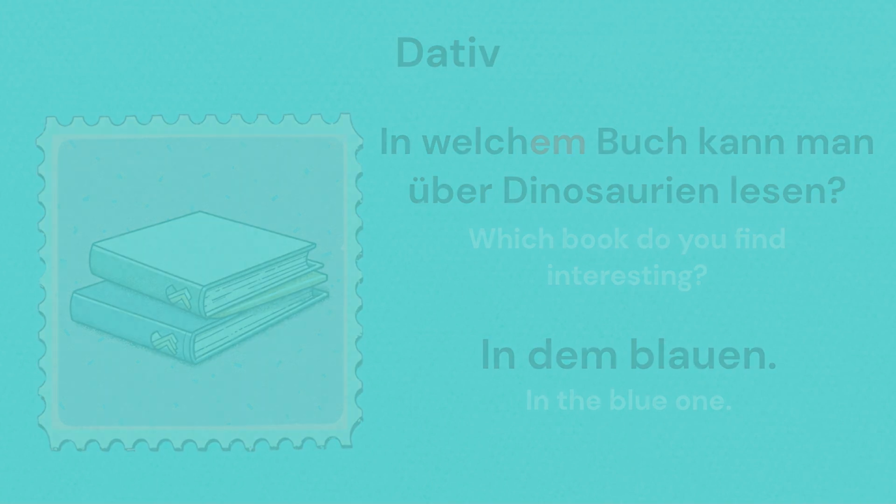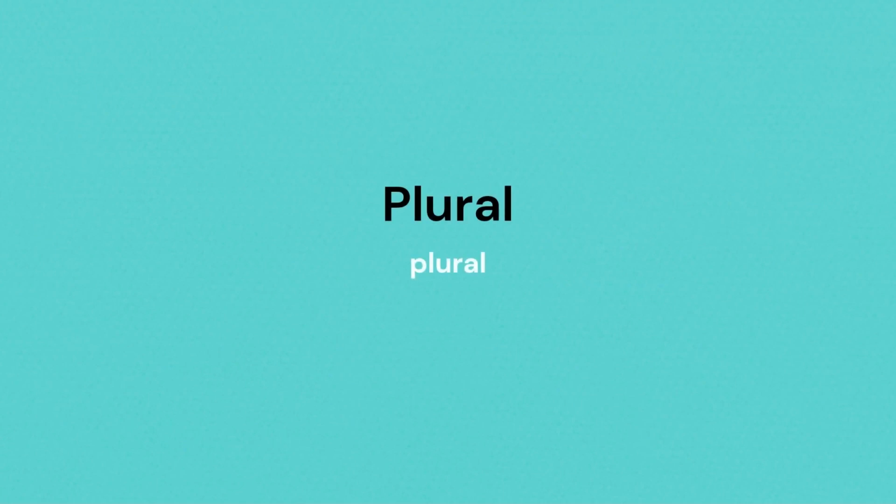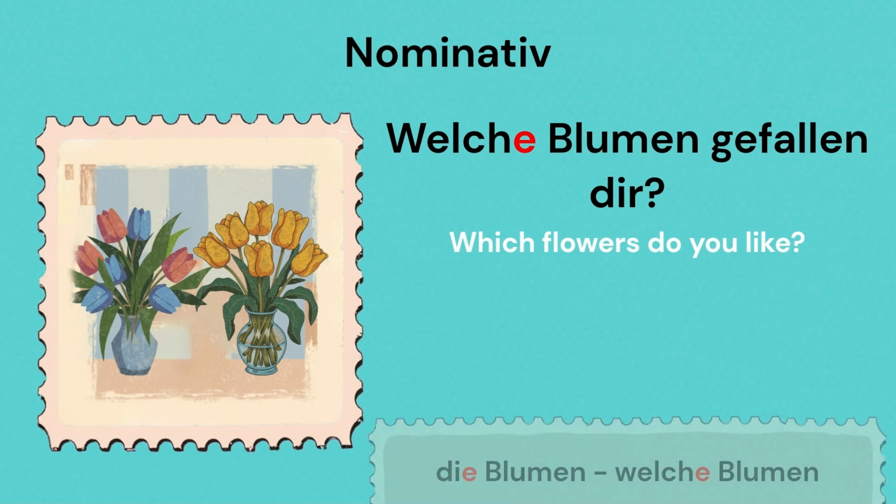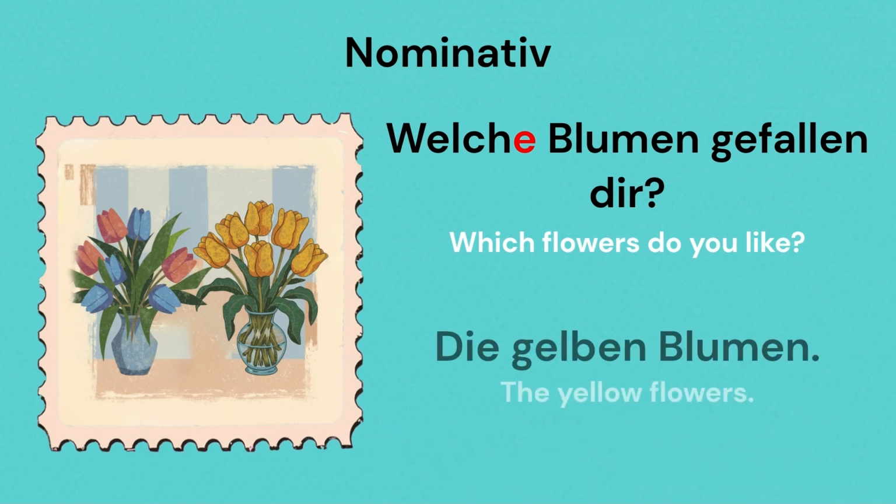Let's move on to the plural article, which is die. And here's the first case, nominative. Welche Blumen gefallen dir? The feminine and the plural article in nominative are the same. Hence, just like the feminine article, die Blumen will give the ending e to welcher. Welche Blumen? And the answer is die gelben Blumen. Or one could simply say die gelben.